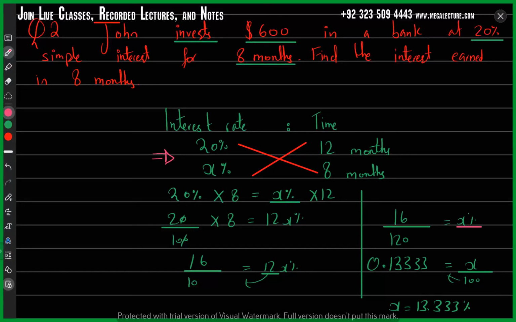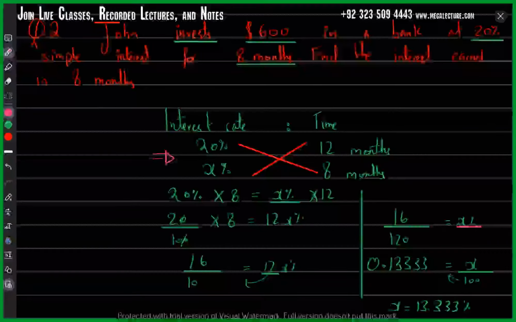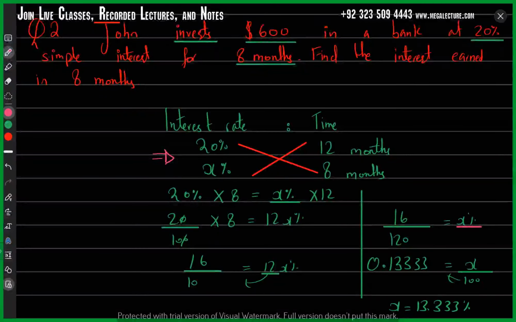Ma'am, you can also divide 20 by 12 and then multiply the value with 8. Yes, I get your point. You obviously can do that as well. This is maths, and the methods could be different, but the final answer has to be the same, as long as you are getting 13.333% as your percentage.